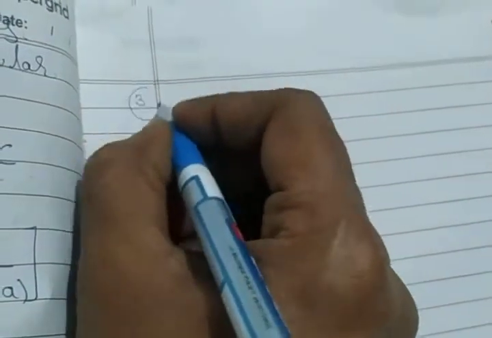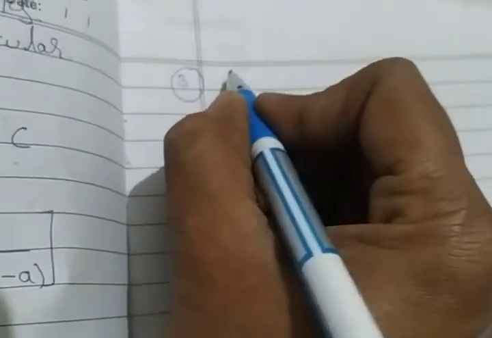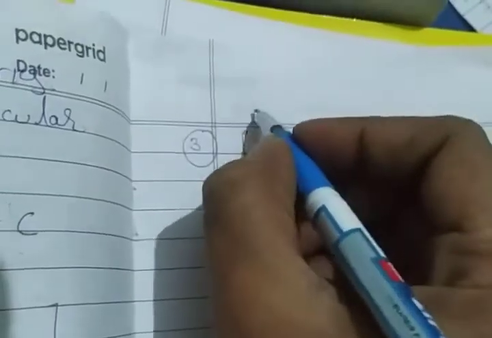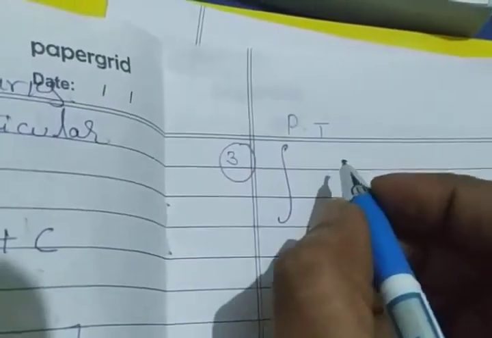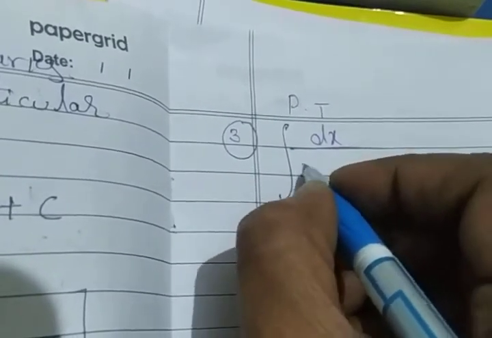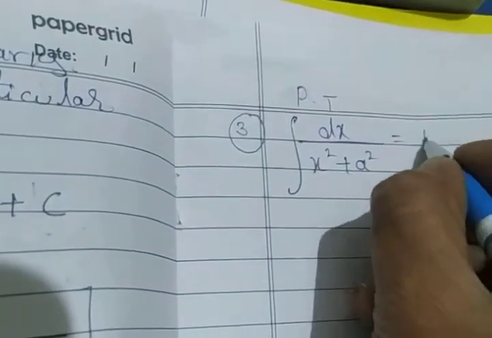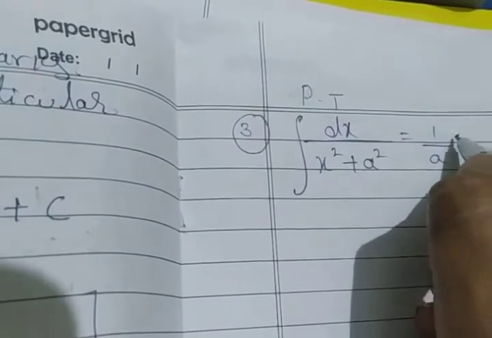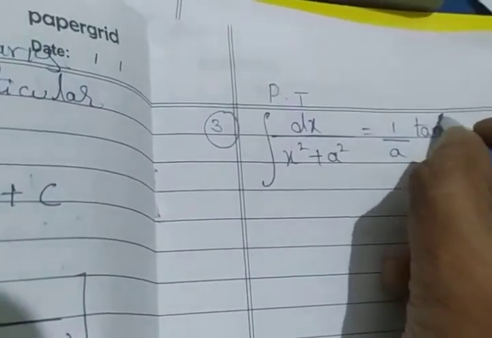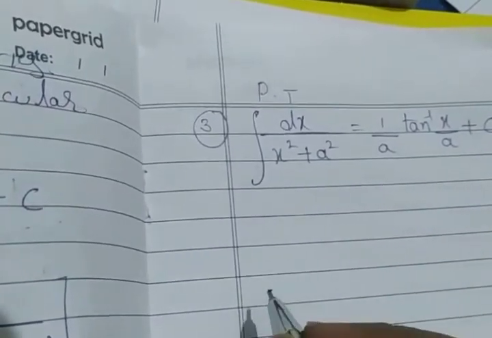Next, third condition. In these 8 identities, one identity will be asked for the exam. Is it clear? Next condition, third one. Prove that dx divided by x square plus a square is equal to 1 by a tan inverse of x by a plus c.